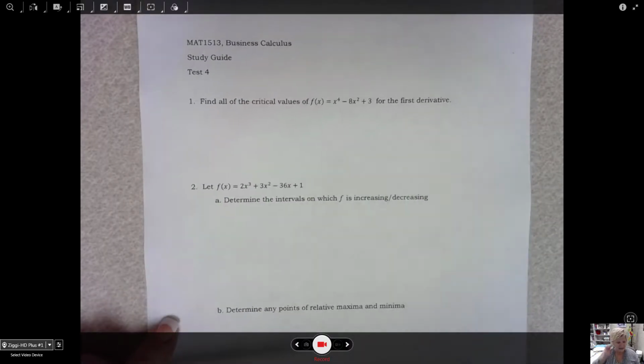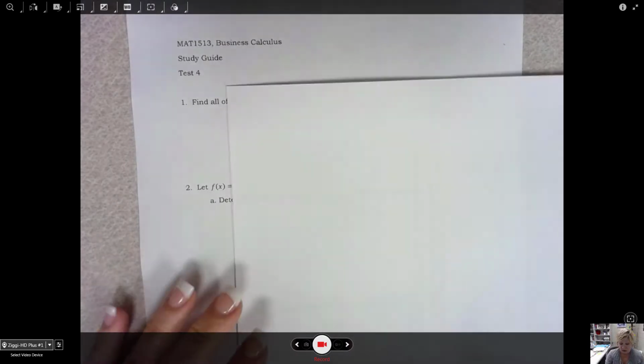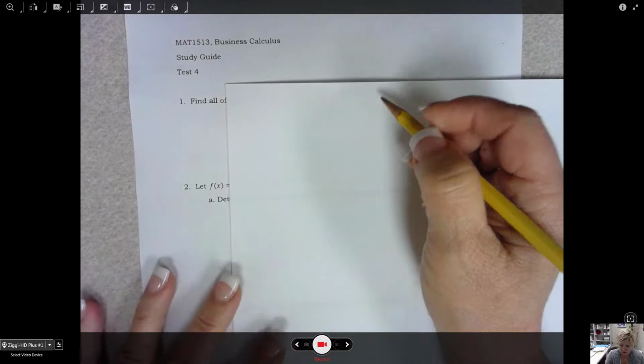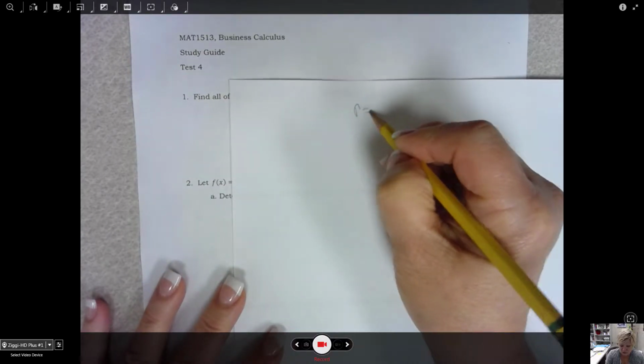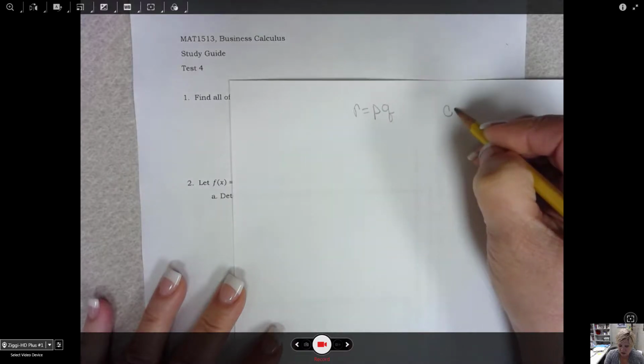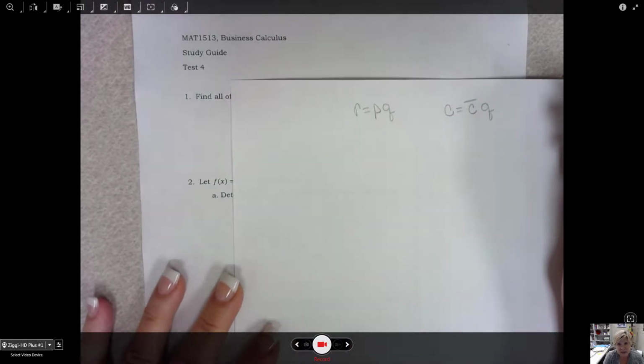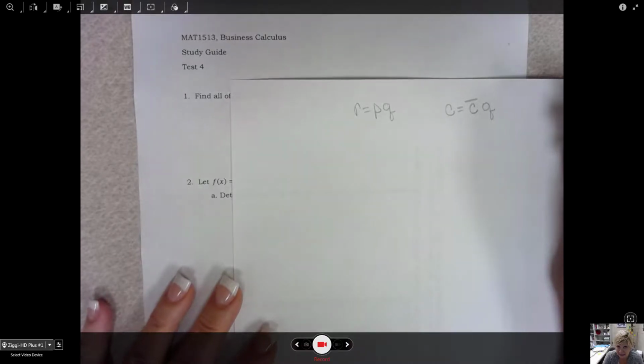All right, for this test, let's go through a couple of different things to know. First of all, you need to know revenue is P times Q. You need to know cost is average cost times Q, and pay attention to what the question is asking.